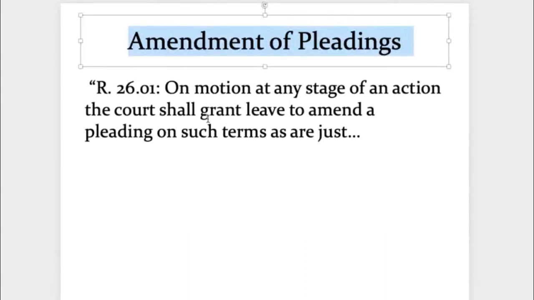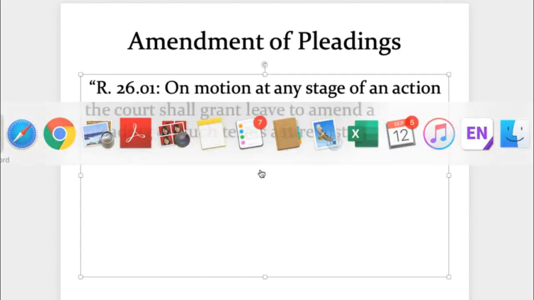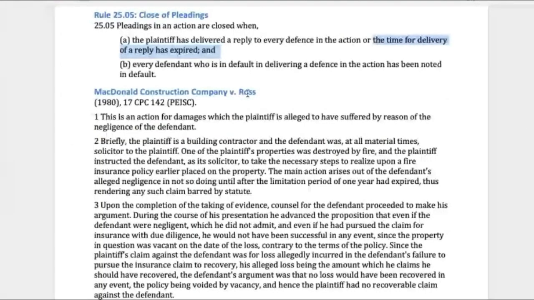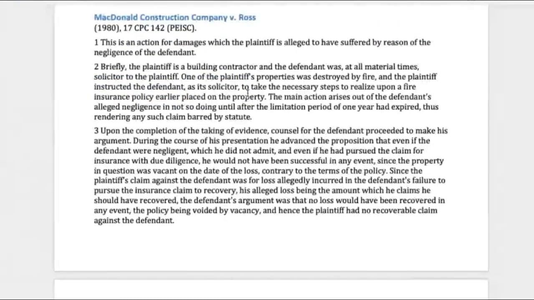So you can do so on motion at any stage of an action, right up to trial. And this is what Ross was doing in the MacDonald and Ross case. He said, look, either I want to raise this variance thing at trial because I pled it implicitly, which didn't fly, or I want permission to amend my pleadings to put the variance argument in, even though we're at trial, and that the judge did in fact grant.